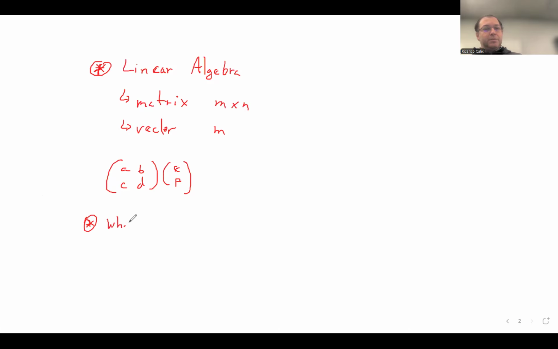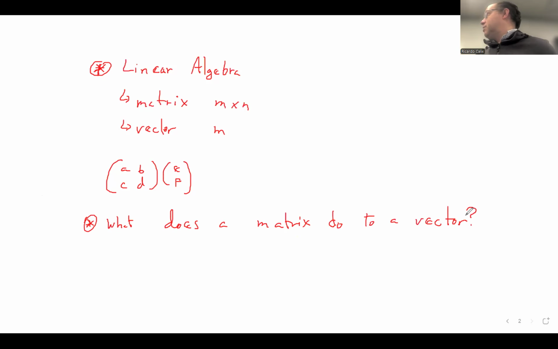What does a matrix do to a vector, especially when you do a matrix multiplication? Okay, there are other operations that you can do, of course. So this is key. So let's take a look at this scenario now in the context of an actual example.